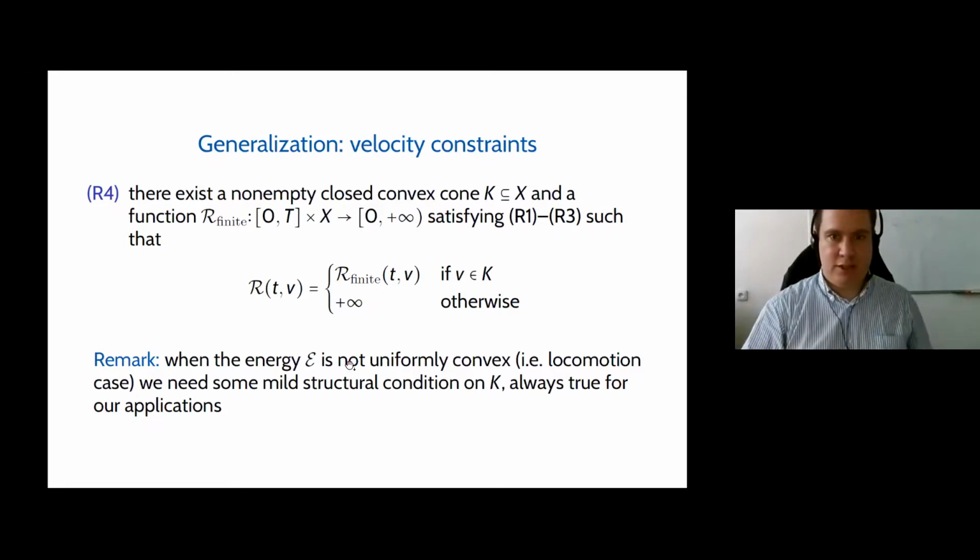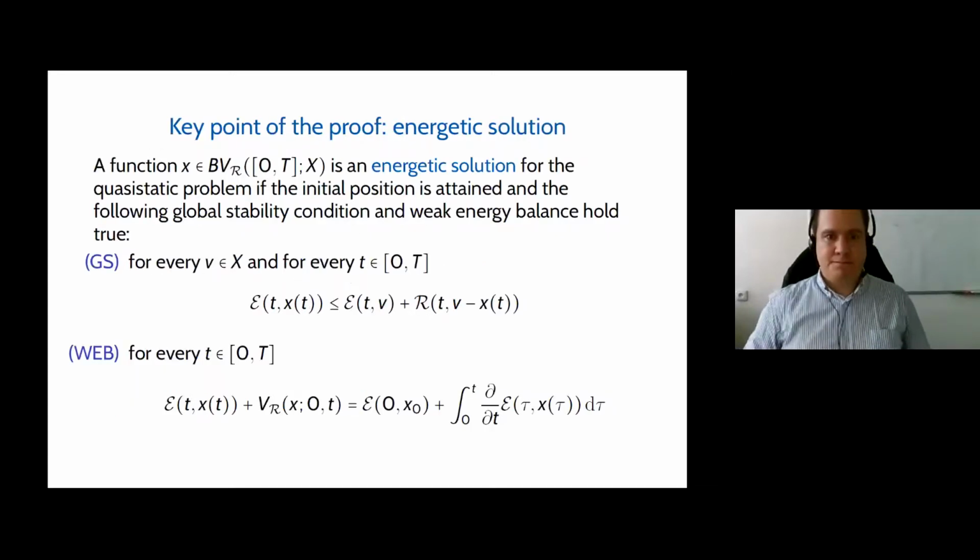So you can add something quantitatively different. Okay, key point of the proof. The key point of the proof, how do we prove this theorem, is the concept of energetic solution. Again, something quite standard in mathematics. If you want to solve a problem, you look for a weaker form of solution.